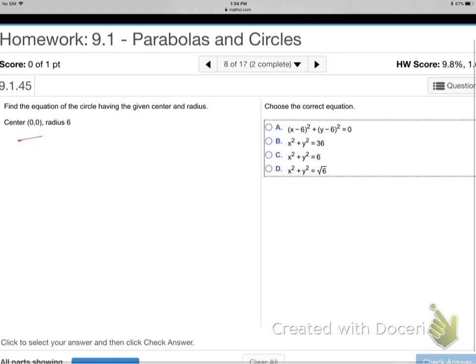All right, so center is 0, 0, radius 6. Which one of those has center 0, 0, radius 6? B. Everybody see that? 36, square root of 36 is 6. Good? Move on.